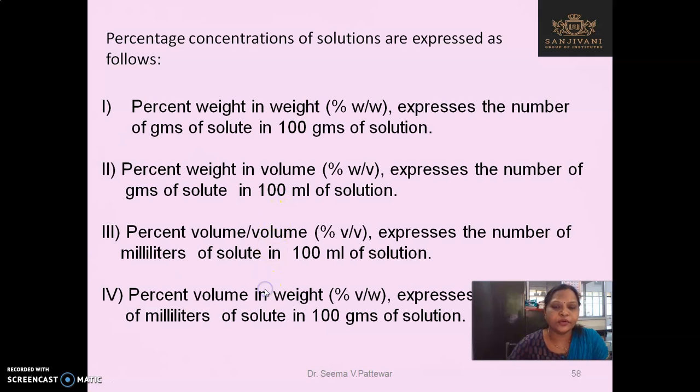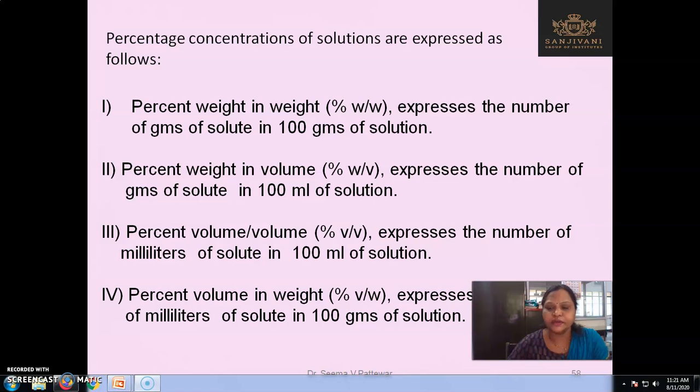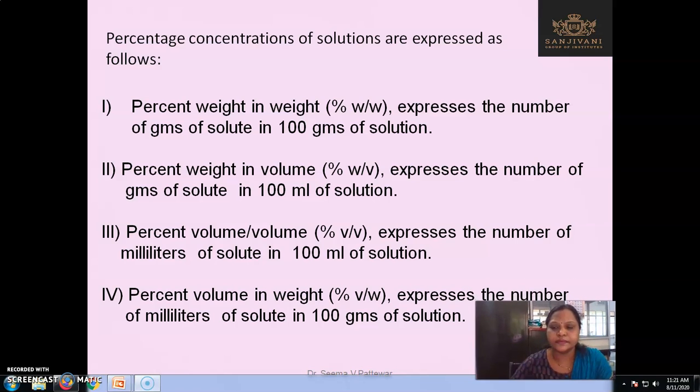So this is very important. Listen to me very carefully. Percentage concentration of solutions is expressed as follows. Already we have seen this in first year also. Percentage weight in weight expresses the number of grams of solute in 100 grams of the solution. So this is for the ingredient and this is for the product. This is for the ingredient or the raw material and this is for the product.